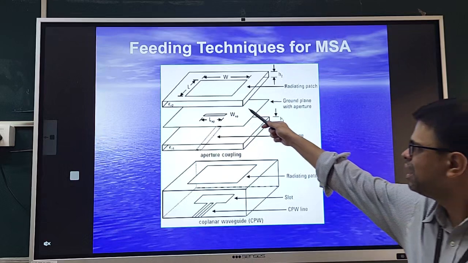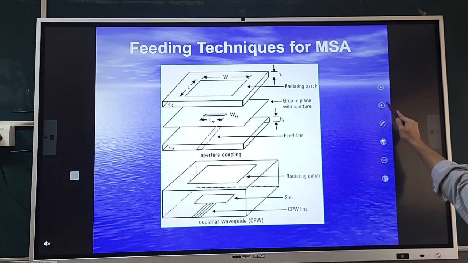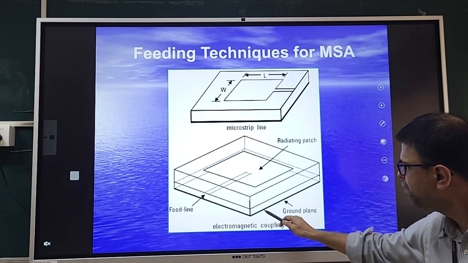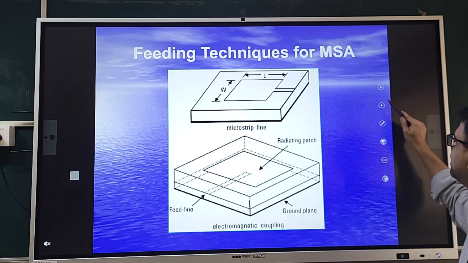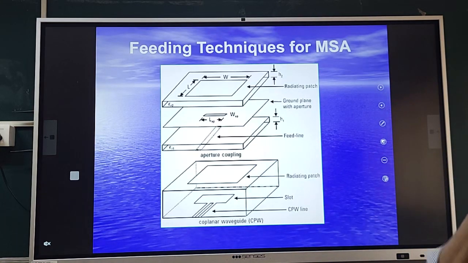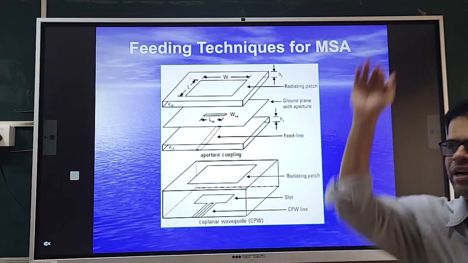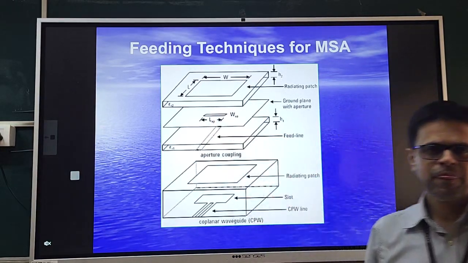So the last feeding technique is aperture feeding. We have just changed the position of the ground. In the earlier case, the ground plane was over here, and we have just moved it over here. That is the only difference. But in doing so, we need to create an opening for the excitation from the feed line to the patch. For that, we have created a slot in the ground plane.